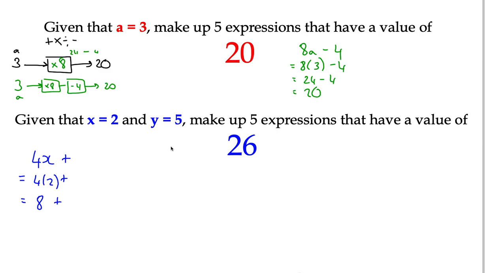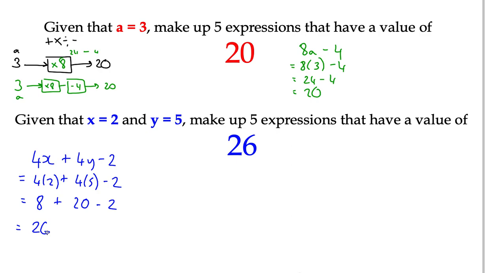And 20 in 5s is 4 lots of 5. So I'm going to put plus 4y. I'm just kind of trying to creep up a little bit towards it. And I know that that's 20. But I haven't got 26. 8 and 20 is 28. So I need to take away 2 from that. So if I write minus 2 at the end, then I've got 26.